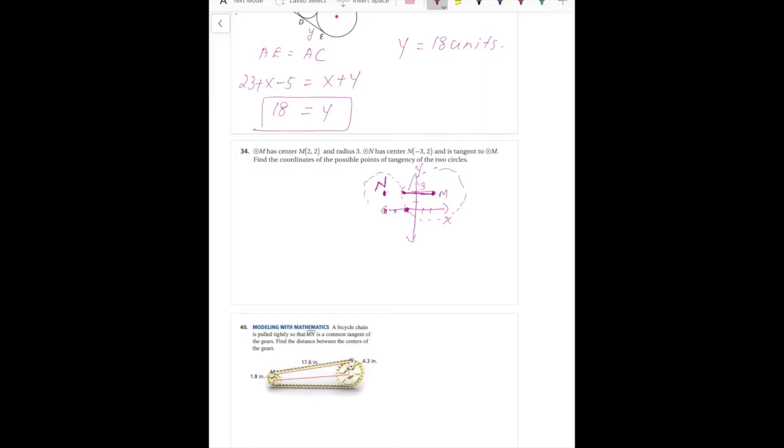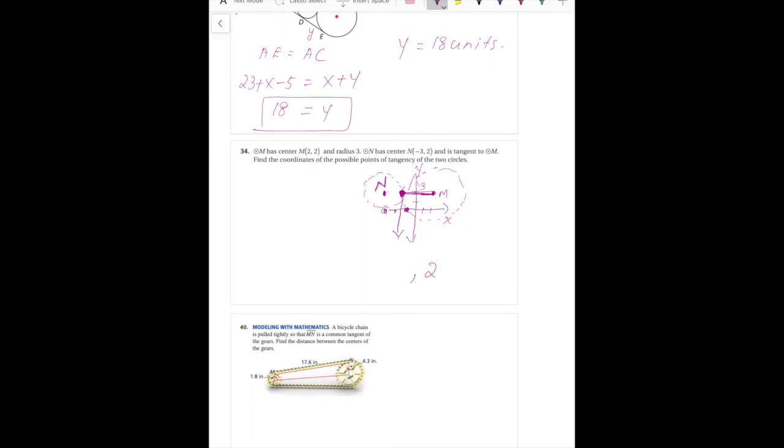So that means it will touch circle M at one point like this. So they are basically on the same line. And what do they want? Find the coordinates of the possible points of tangency. So we already know the point of tangency has a y coordinate of 2. And what are the possibilities for the x?